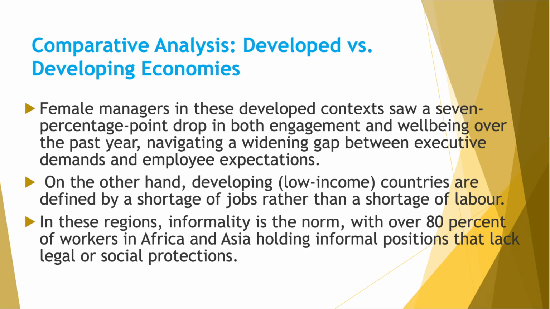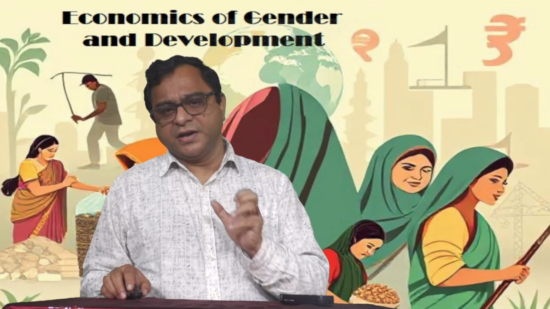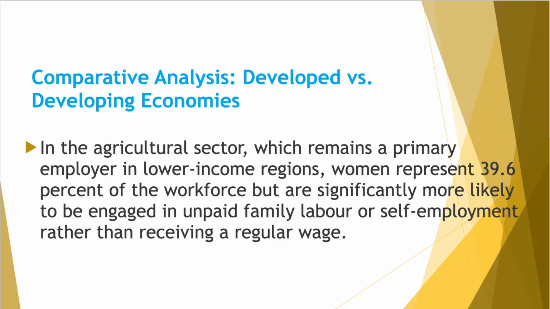On the other hand, developing or low income countries are defined by a shortage of jobs rather than a shortage of labor. So, in these countries, informality is the norm, with over 80% of workers in Africa and Asia holding informal positions that lack legal or social protections. For example, in the agricultural sector, which remains a primary employer in lower income regions, women represent 39.6% of the workforce but are significantly more likely to be engaged in unpaid family labor or self employment rather than receiving a regular wage.